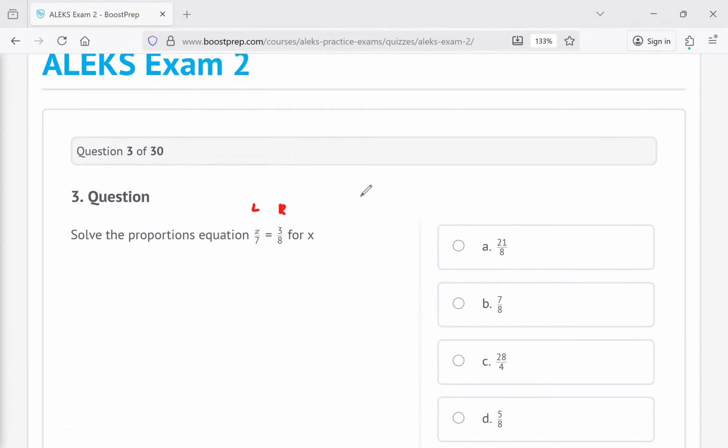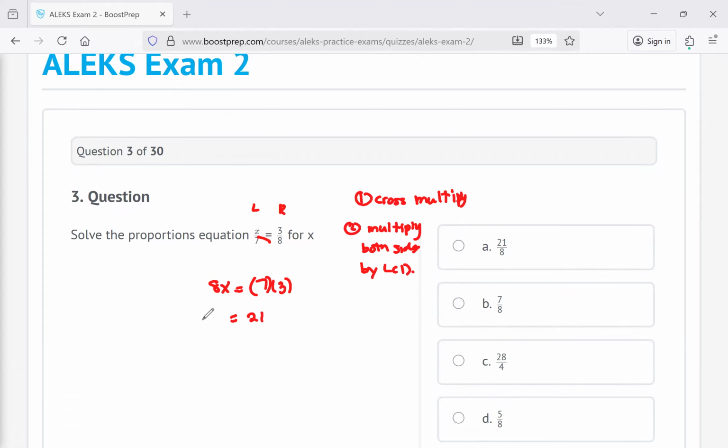So there's two options. You can cross multiply, or you can multiply both sides by the LCD. Okay, I'm just going to cross multiply because it's just easier for me. So go ahead and cross multiply. 8 times x is 8x equals 7 times 3. That's 21. And then solve for x by dividing both sides by 8. And you get 21 over 8.